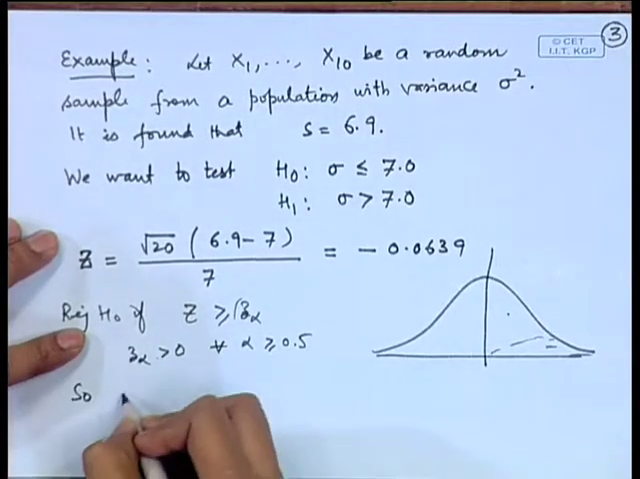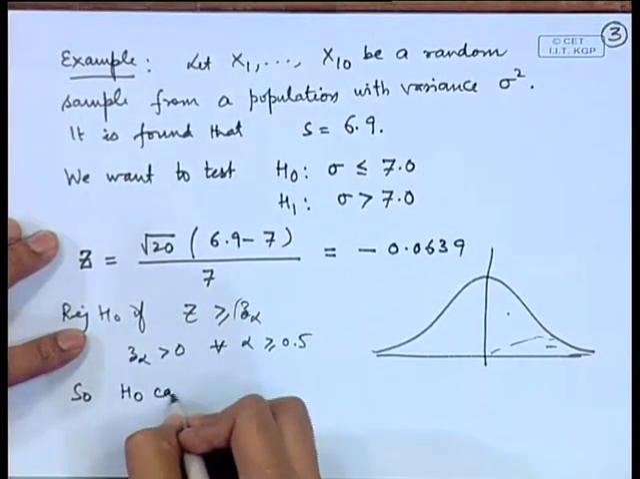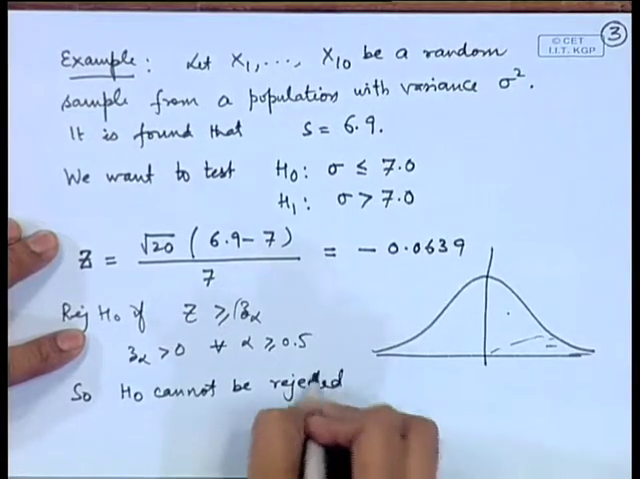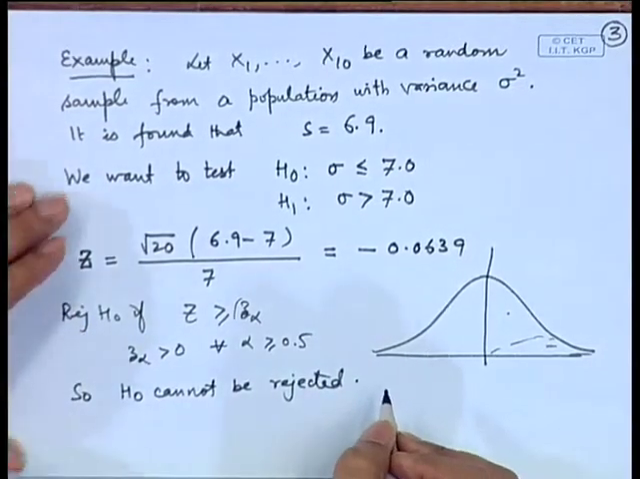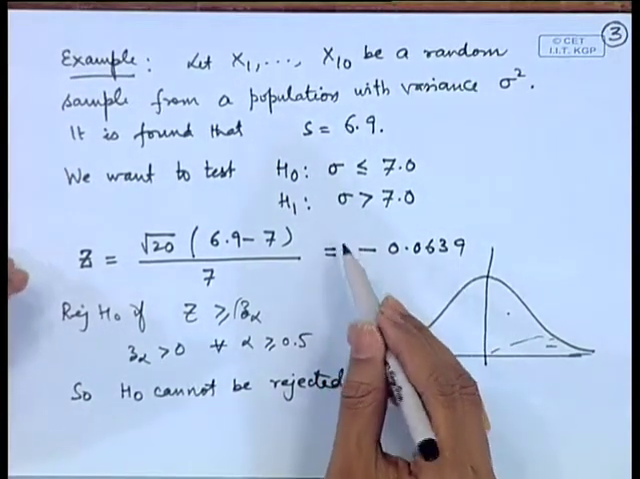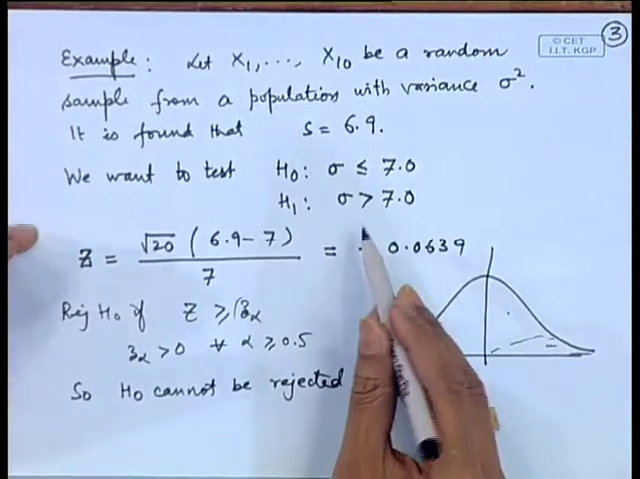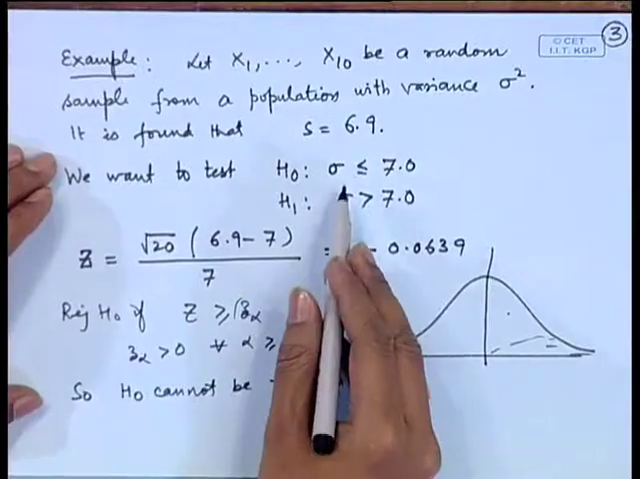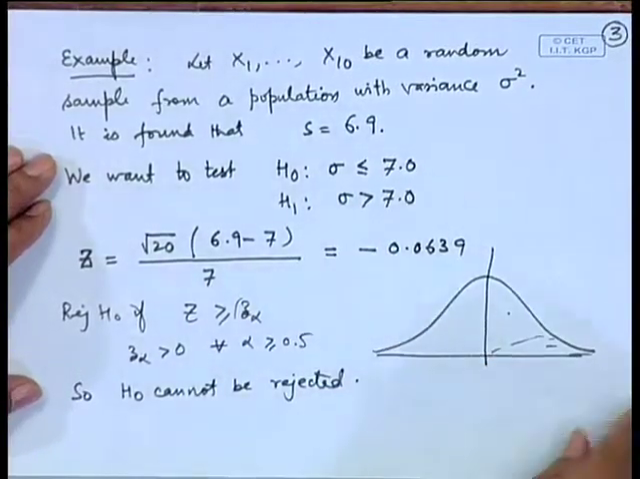So, H naught cannot be rejected. Now, one may feel that since we cannot reject H naught, there is a strong support to the hypothesis that the variance is smaller than 49, or the standard deviation is smaller than 7, but this is slightly a misnomer here. We should be careful in the choice of the null and the alternative hypothesis.